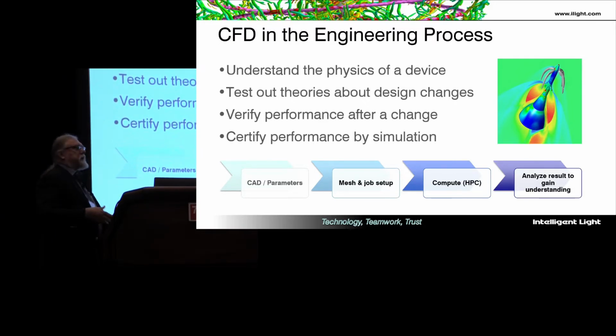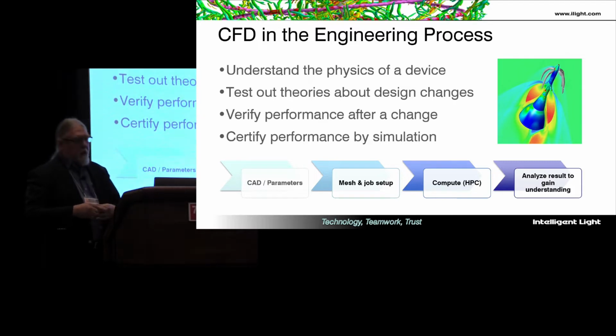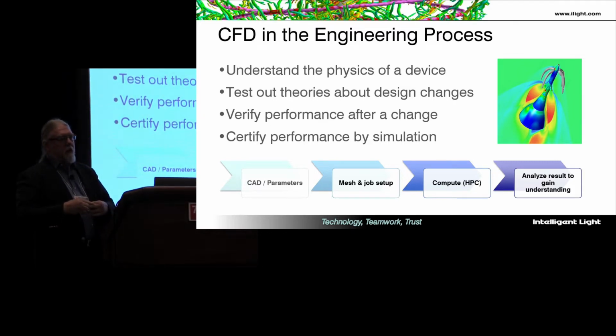If you make a change, how is that going to do? I don't want to have to build a test airplane if I don't have to. And then the holy grail is the last one there, which is to certify performance by simulation. That's a great goal: to reduce the billions of dollars spent on testing airplanes to certify them, and also testing cars, by simulation rather than have to do so much physical testing.